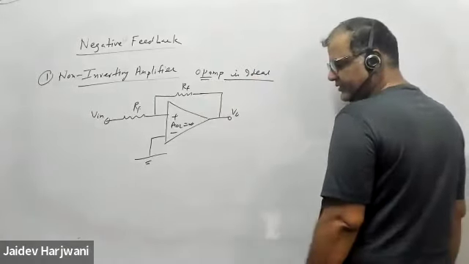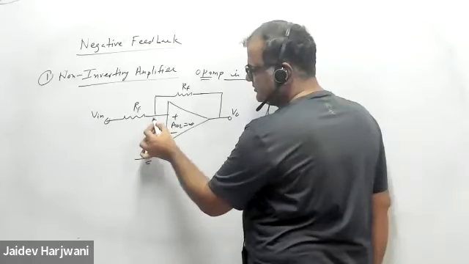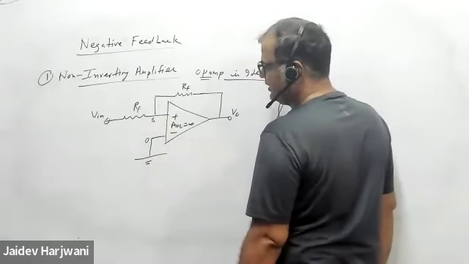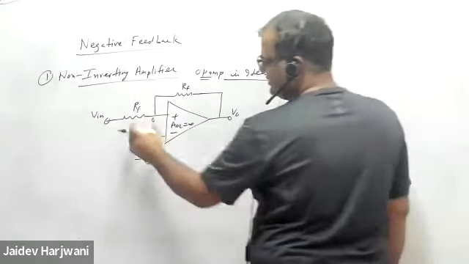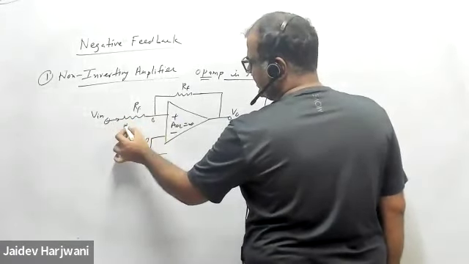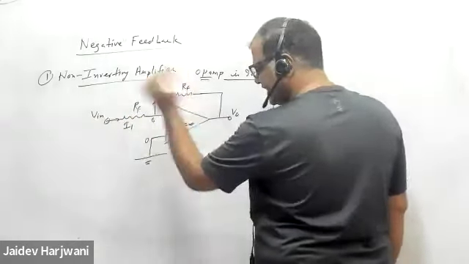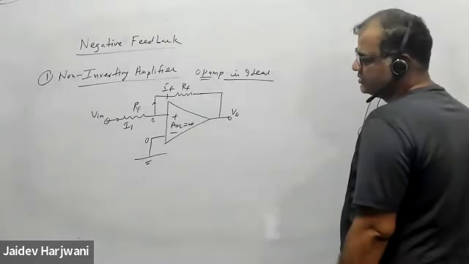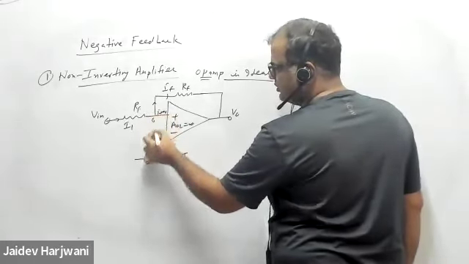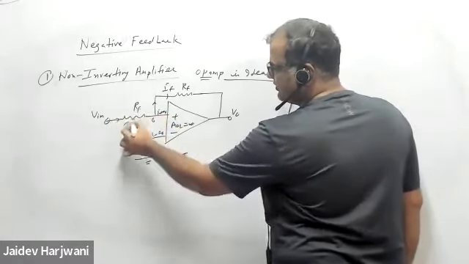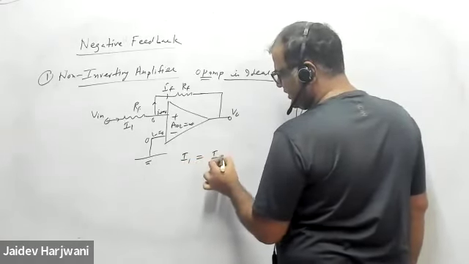If op amp is ideal, the property says the voltage at V plus and V minus will be zero. So if this is zero, this will also be 0 volt. And it does not draw any current. No current will go here. If I say incoming current is I1 and outgoing current is IF, whatever current is coming here is going there. So I can say I1 equal to IF.